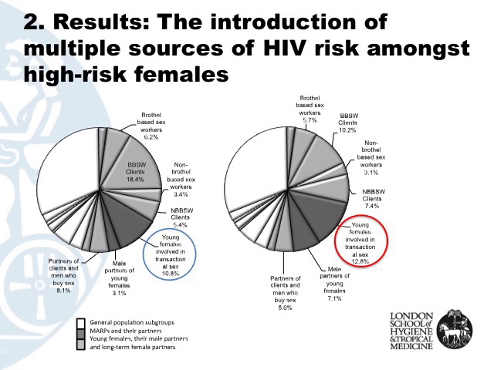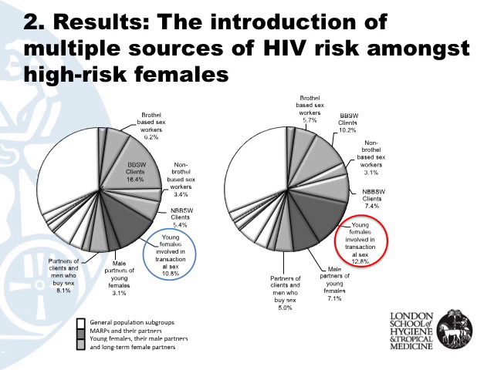And these are results from the introduction of multiple sources of HIV risk amongst high-risk females. So if you remember slide 6, where I was showing how different high-risk female groups may have multiple sources of HIV risk from different clients. What we wanted to see is, if you introduce these multiple sources of risk, what is the actual effect overall on your epidemic projections?